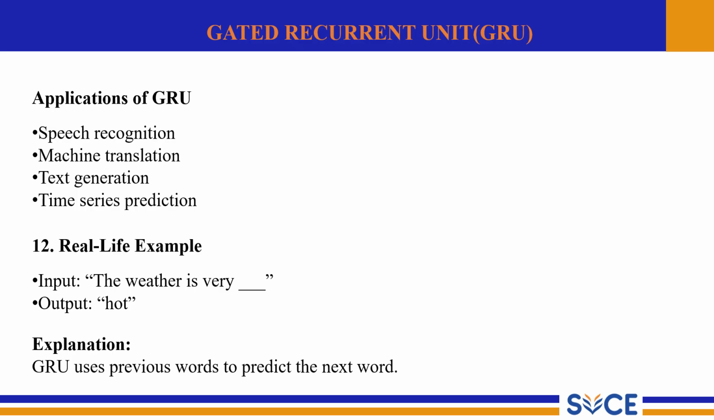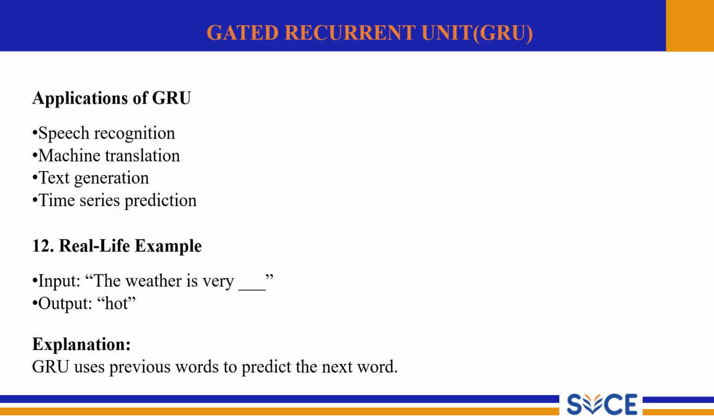So in this example, the GRU uses its memory mechanism to understand the context of the sentence. It does not just look at the word "very", but also considers all the previous words in the sequence. This allows it to make a meaningful prediction based on the full context, which demonstrates its strength in sequence understanding and language modeling.